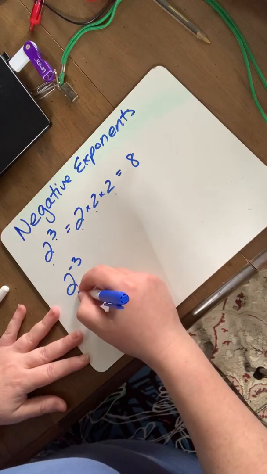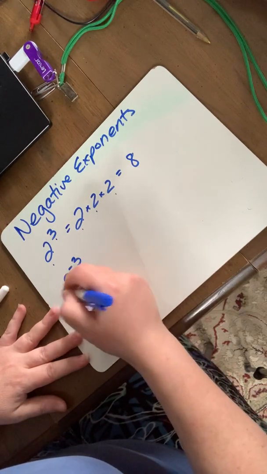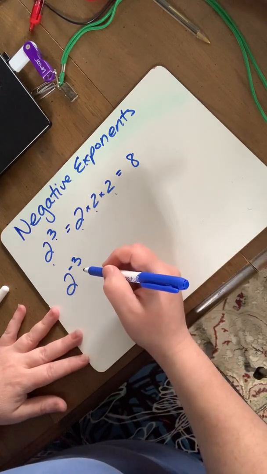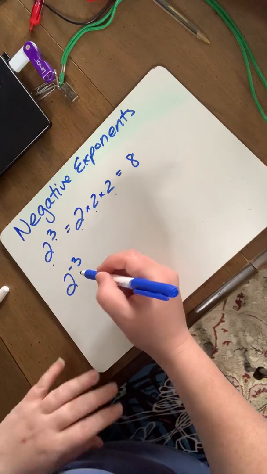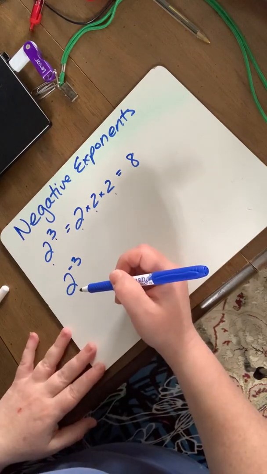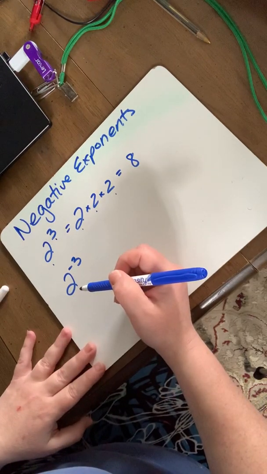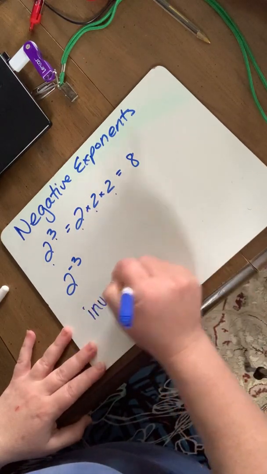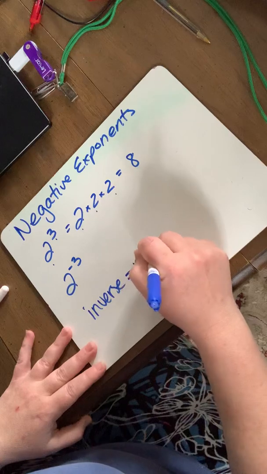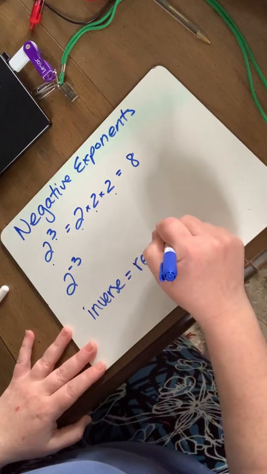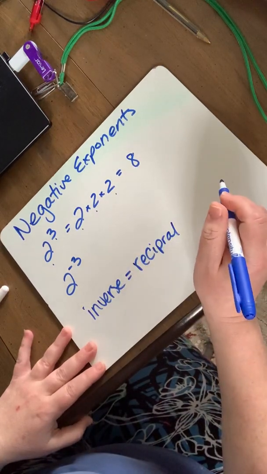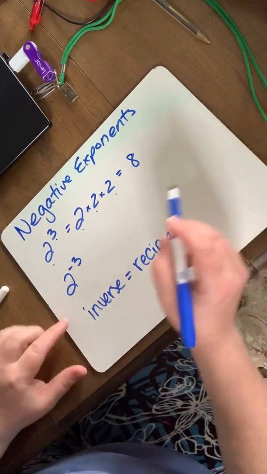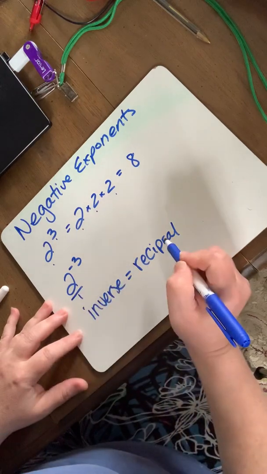Well, I still have a base of 2, so I have to do something with the number 2. The negative exponent basically tells me to take the inverse of my number. And if you remember with fractions, an inverse is the same thing as the reciprocal. I think that's spelled right, not quite sure. Okay, so the inverse or the reciprocal of a number is flipping it over.